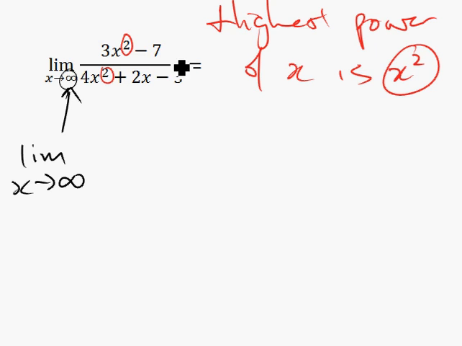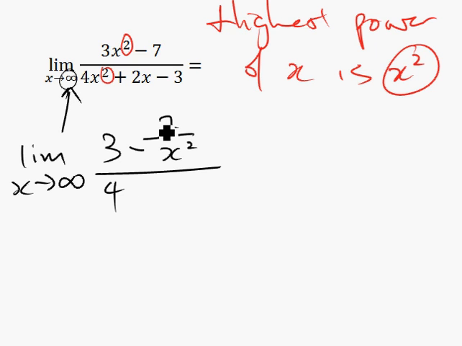So 3x squared minus 7. If I divide 3x squared by x squared, I'll just get 3. If I divide minus 7 by x squared, I will get minus 7 over x squared. Do the same thing for the bottom. 4x squared divided by x squared, I just get 4, plus 2x divided by x squared, I get 2 over x. And then minus 3 divided by x squared, I get 3 over x squared.